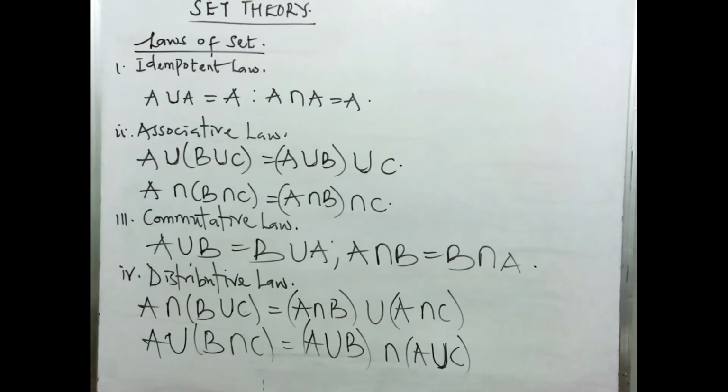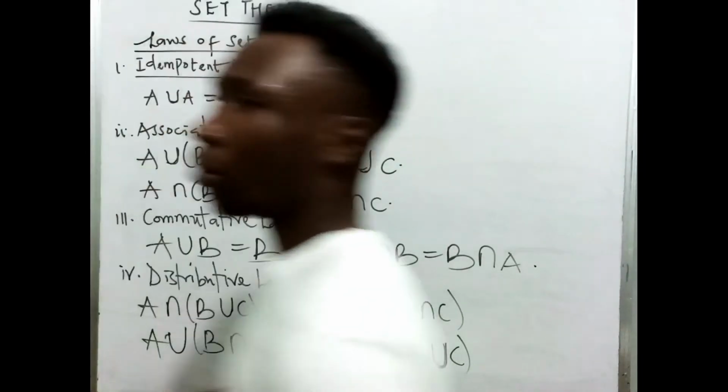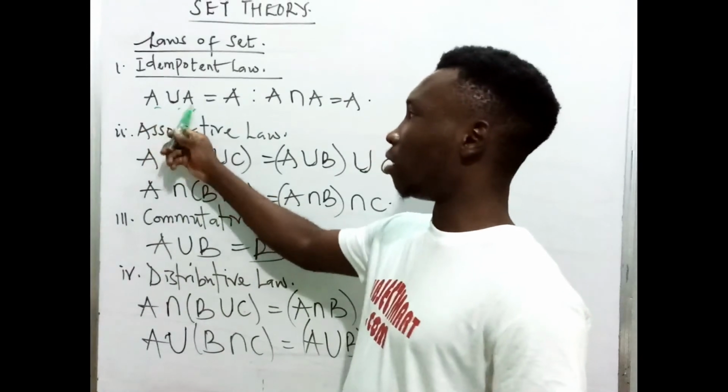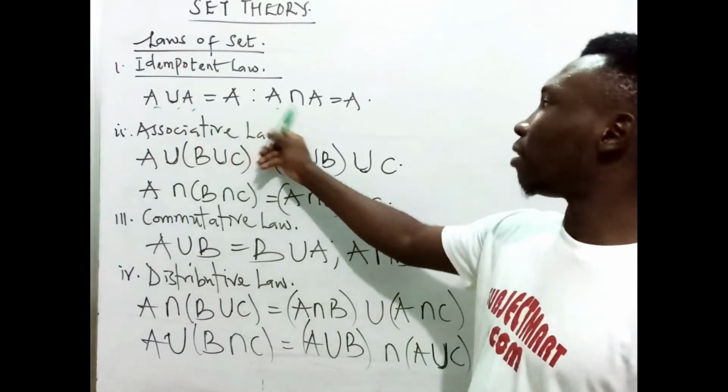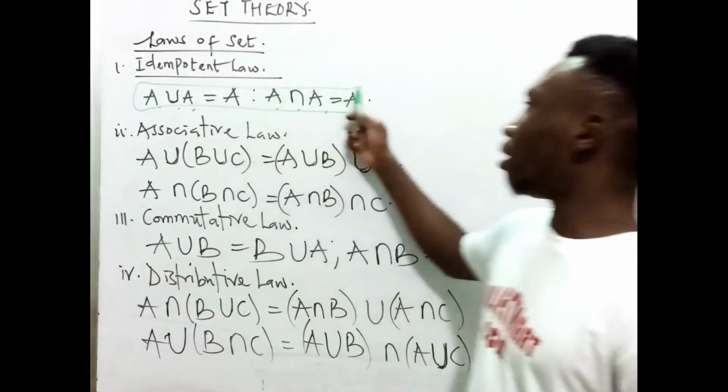Now, going further to the laws of sets. The first law here is the idempotent law. The idempotent law says that A union A is equal to A, and A intersection A is going to give you A. So this is your idempotent law.